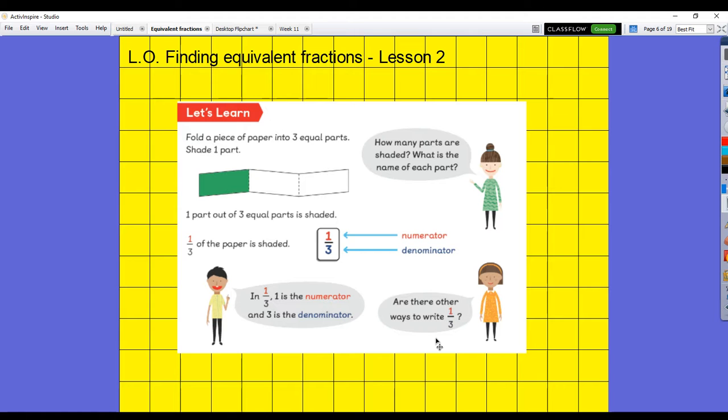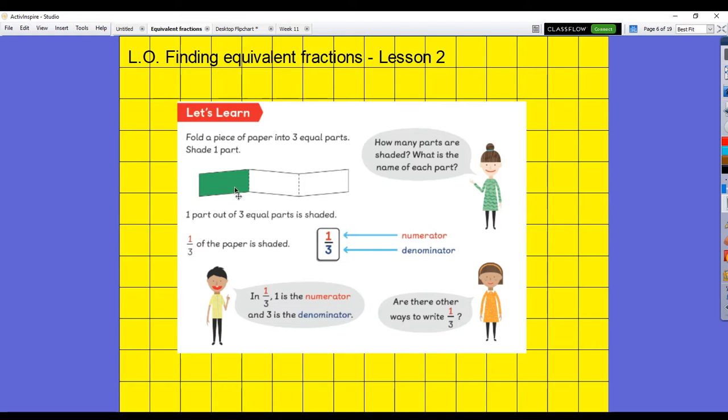So let's learn. Fold a piece of paper into 3 equal parts, okay? So just like we've got in the example here, we folded a piece of paper into 3 equal parts. And we have shaded one part. So we know one part out of the 3 equal parts is shaded. So that looks like 1/3. That fraction, if you look where my mouse is, 1/3. And that's what we learned last week, okay?